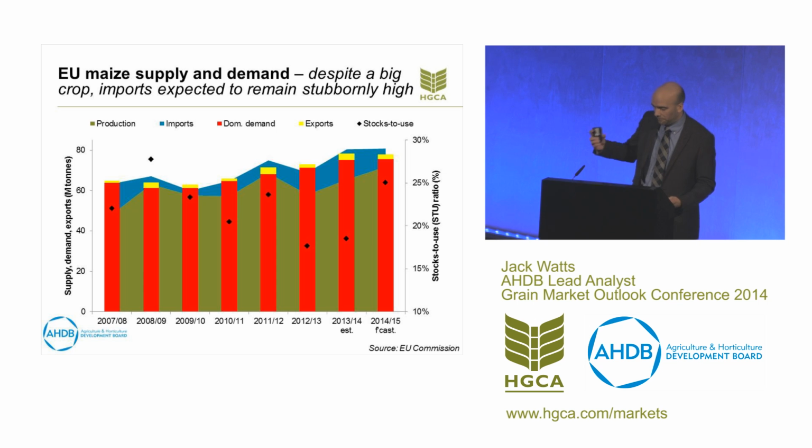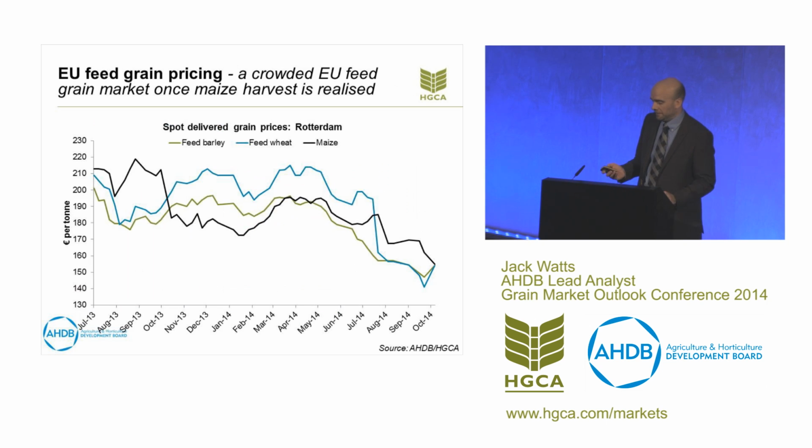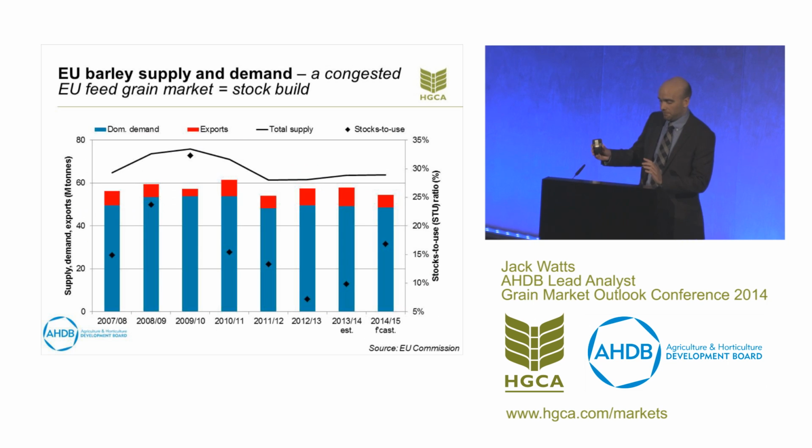Demand is going to fail to fulfill all of that supply, simply because we've got a very congested feed grain market with essentially the amount of wheat knocking around, and particularly lower grade wheat as well. The price graph here just gives you an indication of really the race to the bottom in the European feed grain market. And this brings us very nicely to consider what's happening in the barley situation.